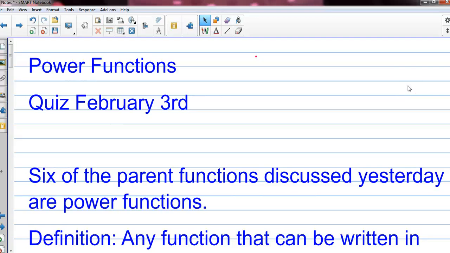Hi, today we're going to be doing power functions, and you have a quiz on February 3rd. Some of the important things you need to know is 6 of the parent functions discussed yesterday are power functions.